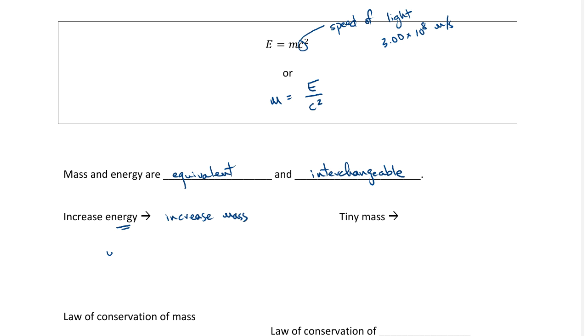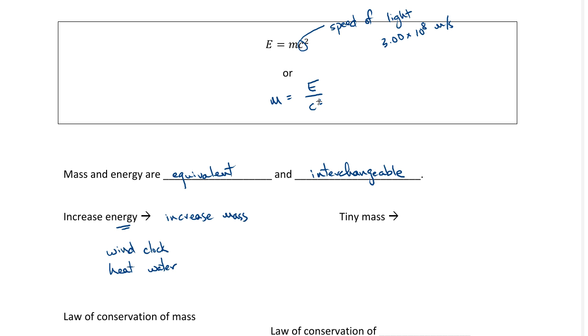So if you were to wind a clock, you'd be increasing the potential energy and the kinetic energy of the parts of the clock. That would increase the mass of the clock. If you were to heat water, that would increase the thermal energy of the water, and that would increase its mass as well. So why don't we notice these things on an everyday basis?